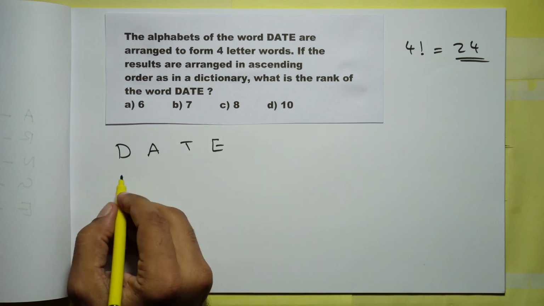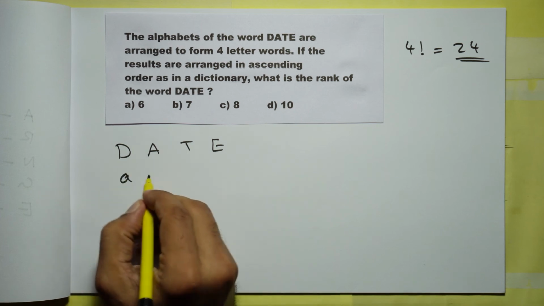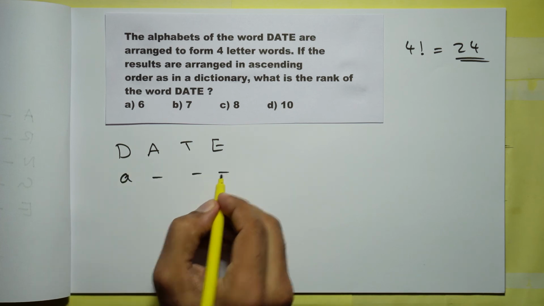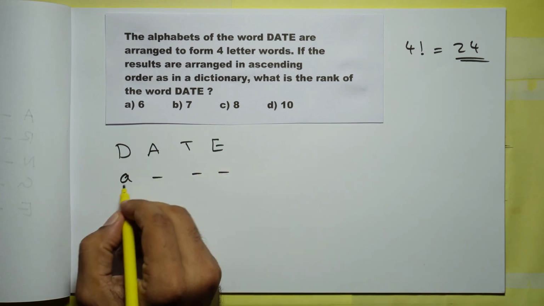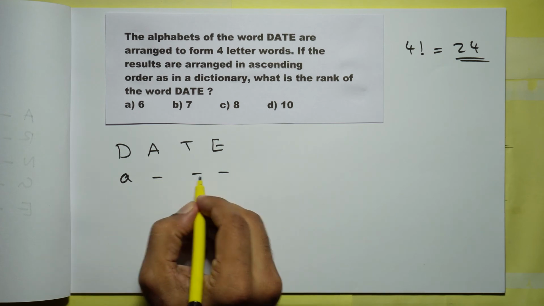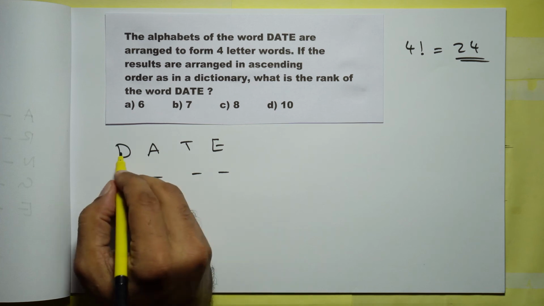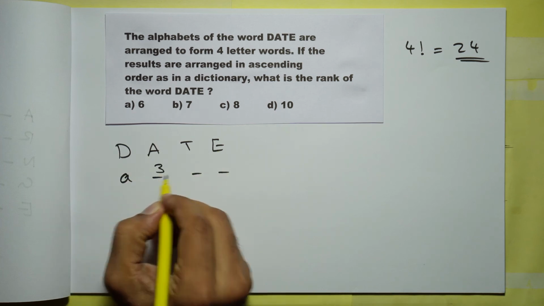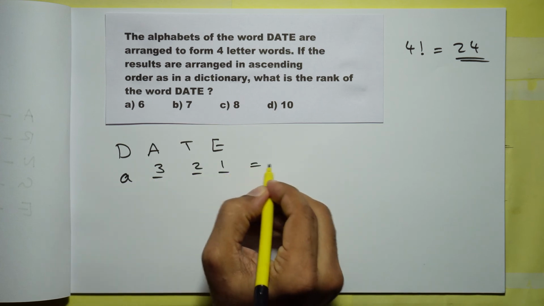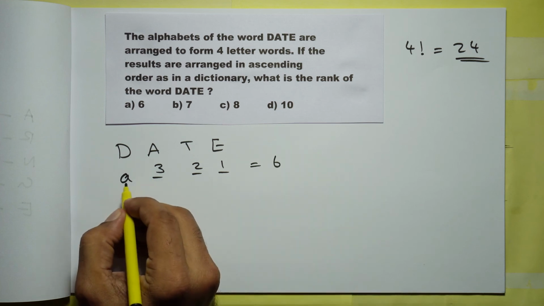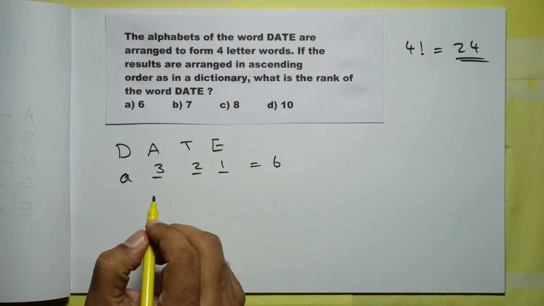So initially you have words that start with A. If you fix this A here, the word will start with A, and these 3 blanks you can fill in any order you like. The word will come before DATE because it starts with A. So let us find out the number of words that will start with A. If you fix A here, this blank can be D, T or E, 3 possible outcomes. Remaining 2, remaining 1. All the 3 blanks are to be filled. So 3 into 2 into 1, altogether 6 words are there that will start with A. And all of them will come before DATE because A is before D.